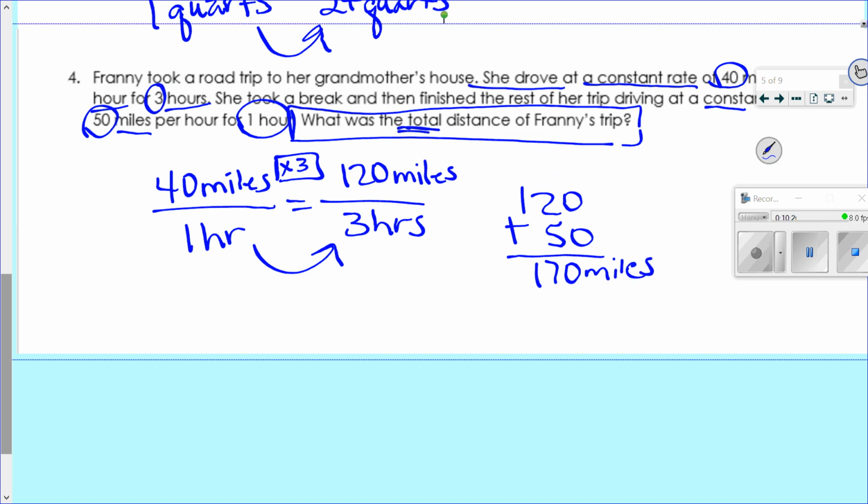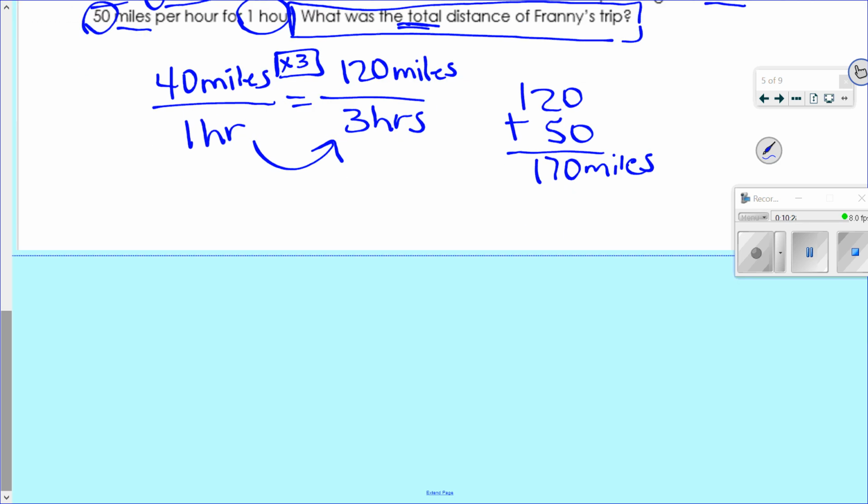Okay? So, yes. If I did them all like that without doing the way that we were taught, but I got all of them correct. If you think about it logically, right. Yeah. Franny drove 170 miles.